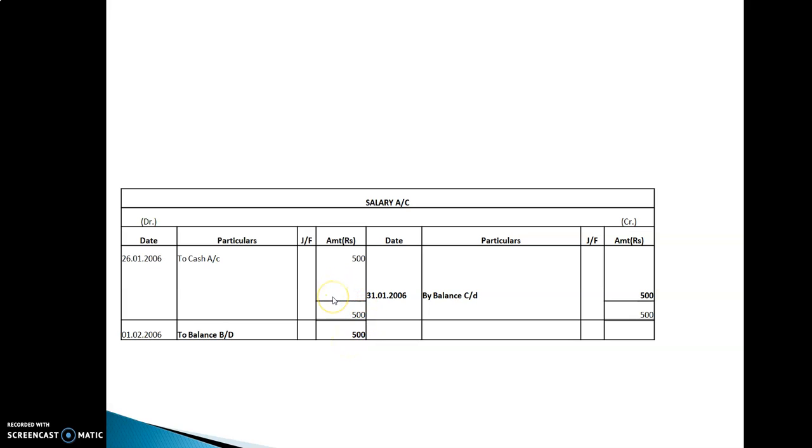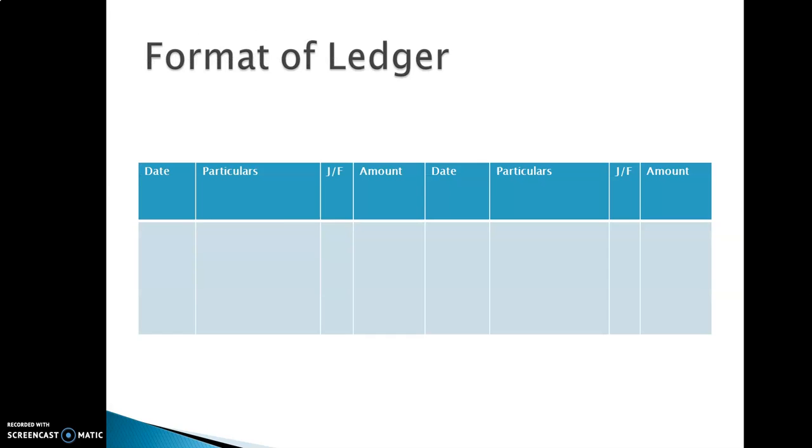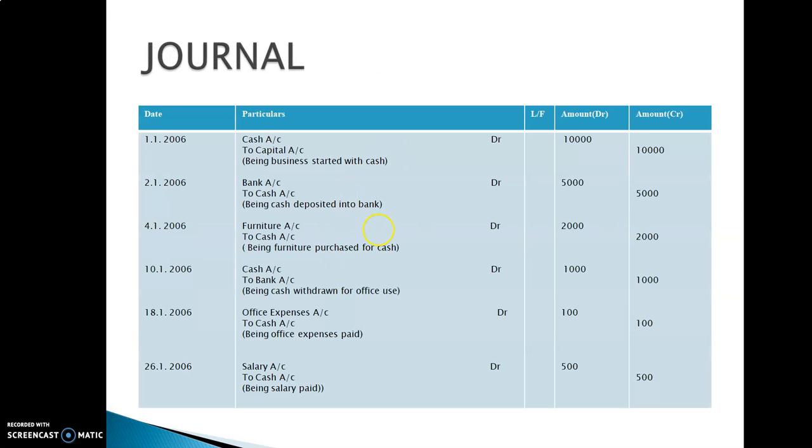So now I have shown you, out of the 6 accounts, 4: that is cash account, then bank account, then furniture account, and salary account. And you have to prepare the other 2 accounts. The other 2 accounts are the capital account and the office expense account. These 2 accounts you have to try.